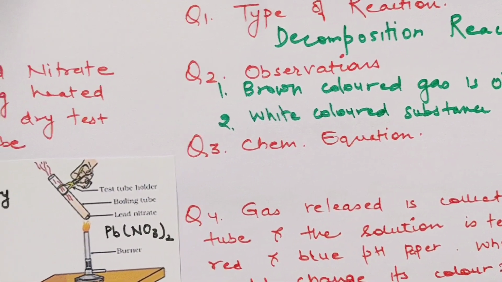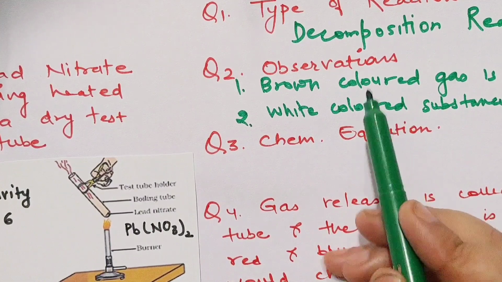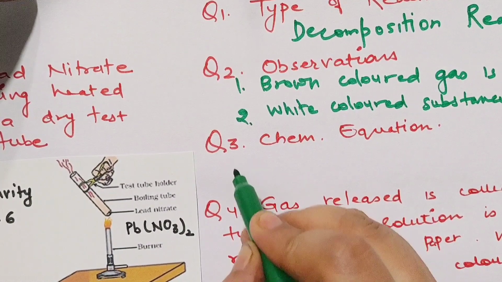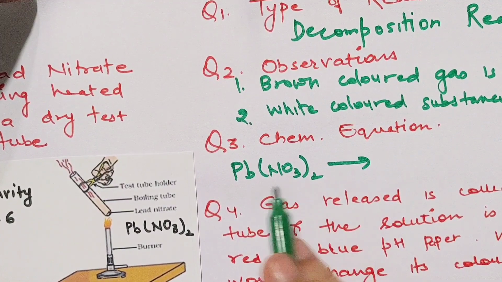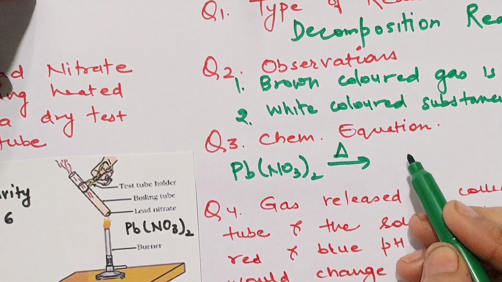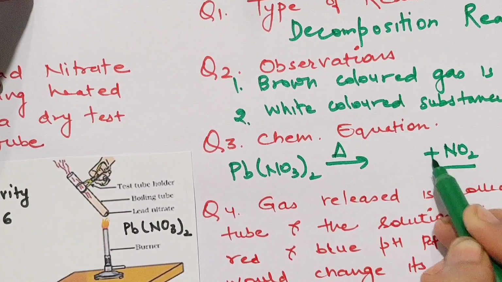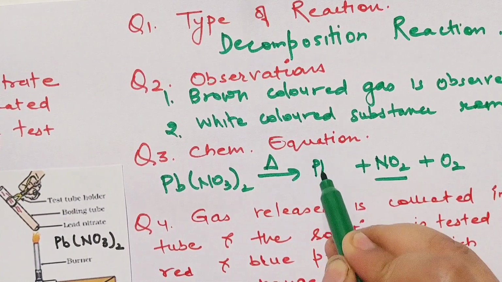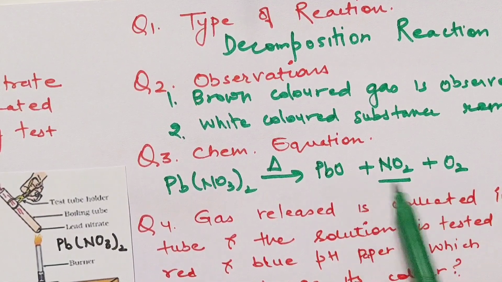You may not be asked for two. You may be asked for just one. In that case, mention the brown colored fumes. Now let's write the chemical equation for that. In the chemical equation, I suggest that you just remember the products and then balance it. Lead nitrate is being broken by heat into nitrogen dioxide gas, which is the brown colored gas that is liberated. Then oxygen is also released, and whatever is left is PbO, lead oxide. So these three are the products.